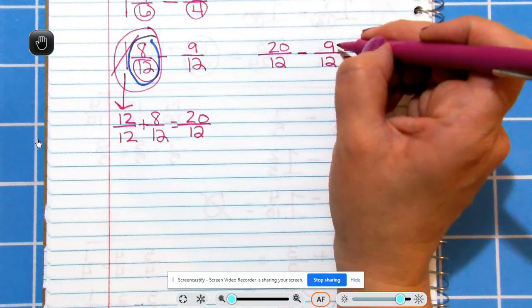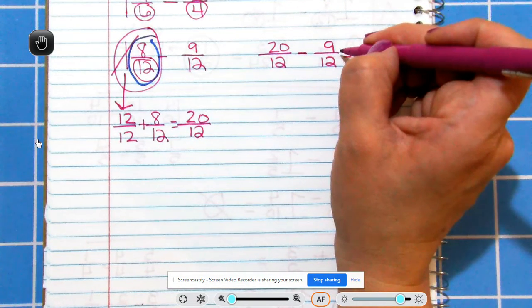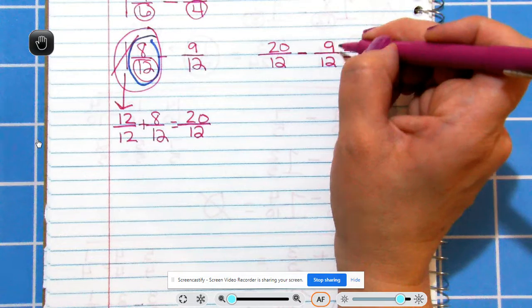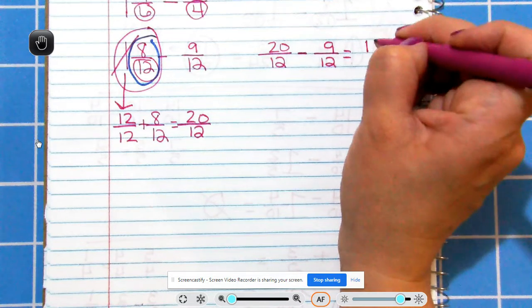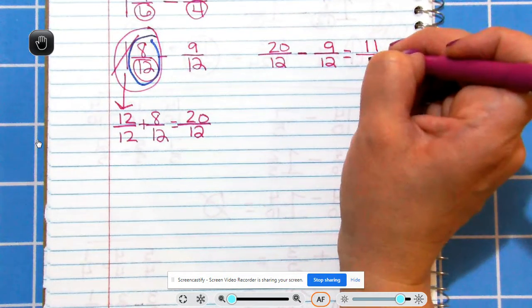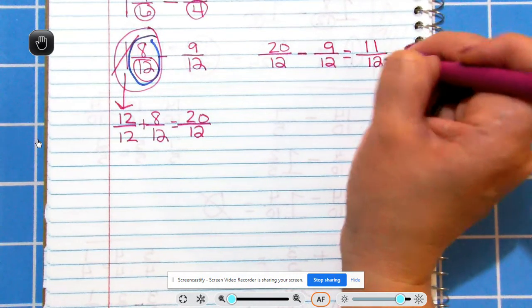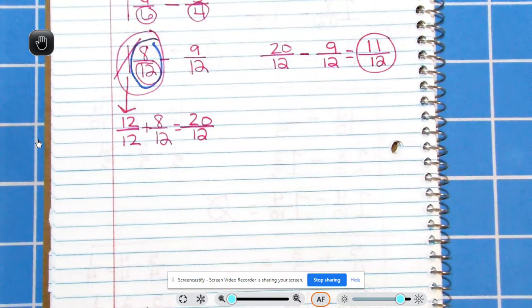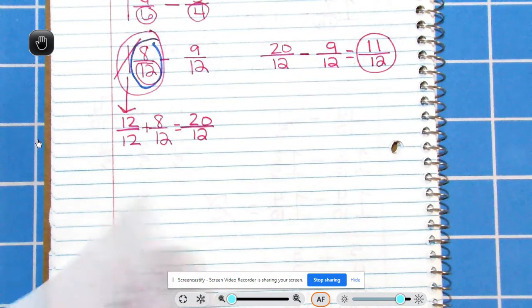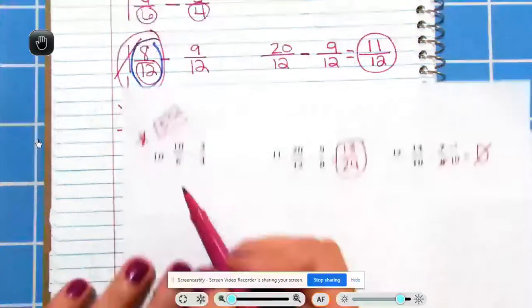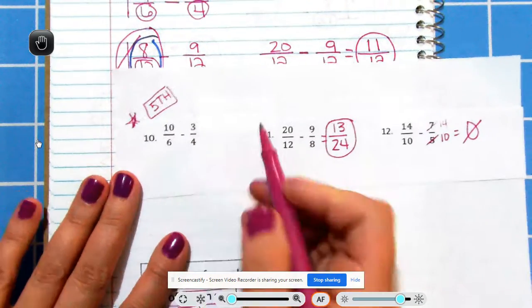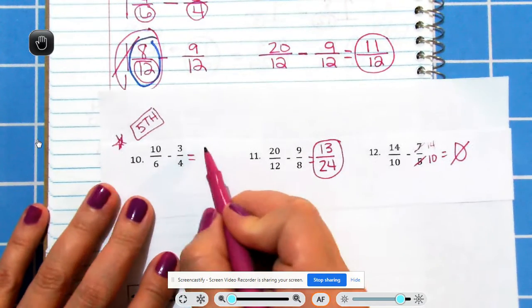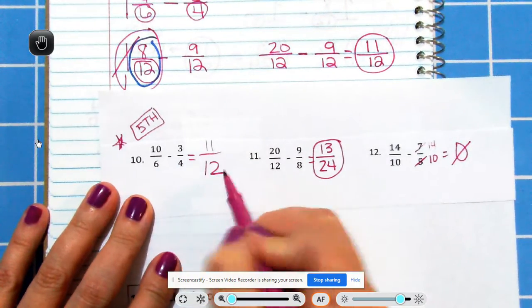20 subtract 10 would be 10, but we're only subtracting 9. So that would be 11. Denominator stays the same. And 11 is 1 less than 12. So that fraction is simplified. So 10/6 subtract 3/4 is equal to 11 twelfths.